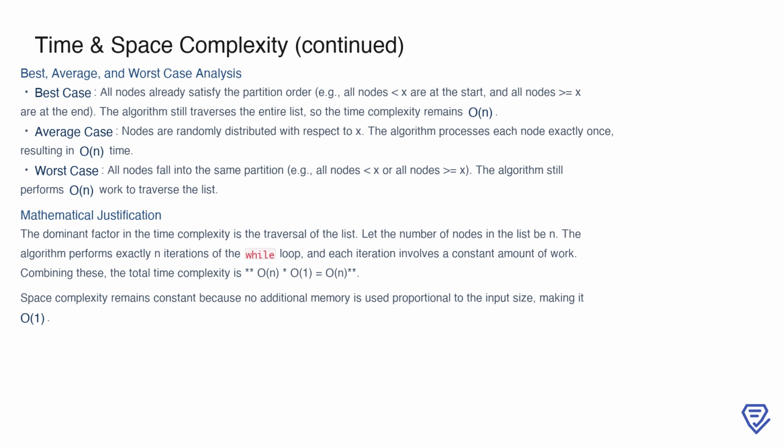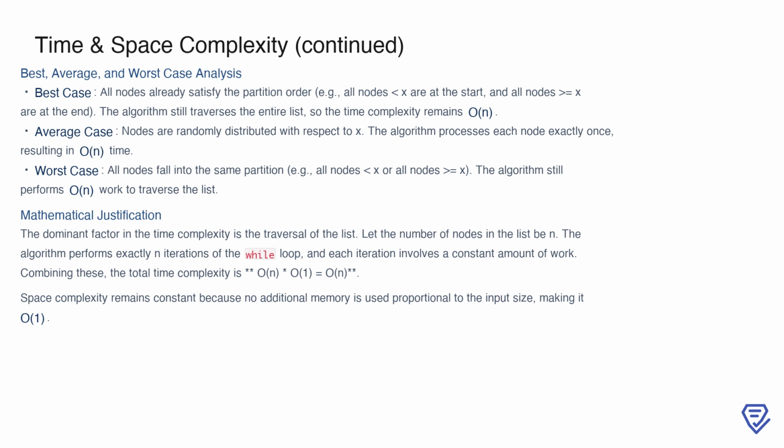In the average case, when nodes are randomly distributed with respect to x, the algorithm processes each node exactly once, maintaining O(n) time complexity. Even in the worst case, where all nodes belong to the same partition, for example, all nodes are less than x or all nodes are greater than or equal to x, the algorithm still performs O(n) work to traverse the list.